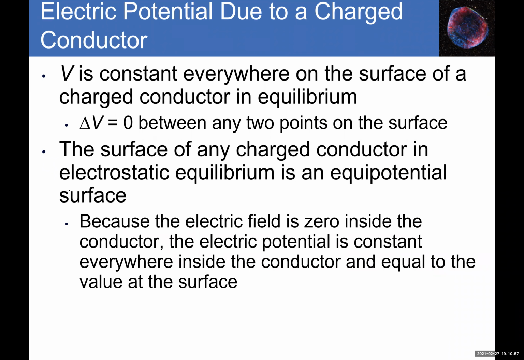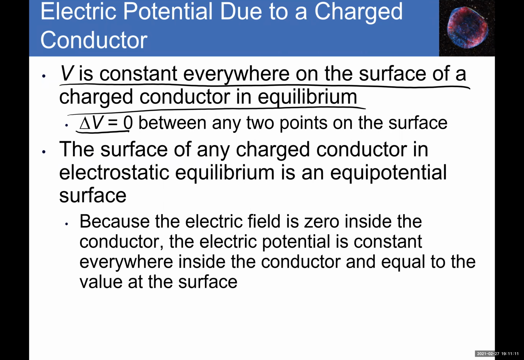Same thing we can also do on the surface, or even inside the conductor. So we can see that potential is constant everywhere on the surface of a charged conductor in equilibrium. And delta V equals 0 between any 2 points on the surface. Remember, delta V being 0 means that those 2 points we're considering have exactly the same potential. The surface of any charged conductor in electrostatic equilibrium is an equipotential surface. Remember what an equipotential surface means: any surface you're considering has exactly the same potential.